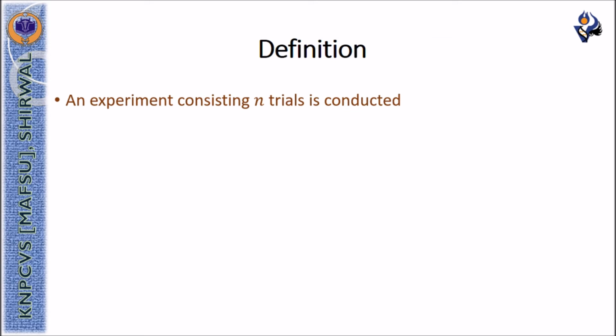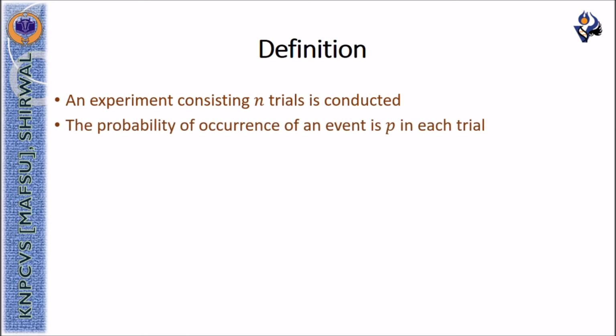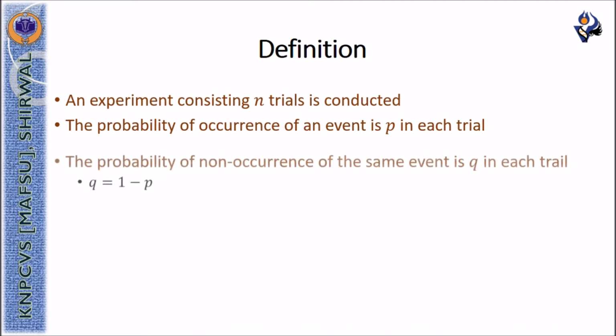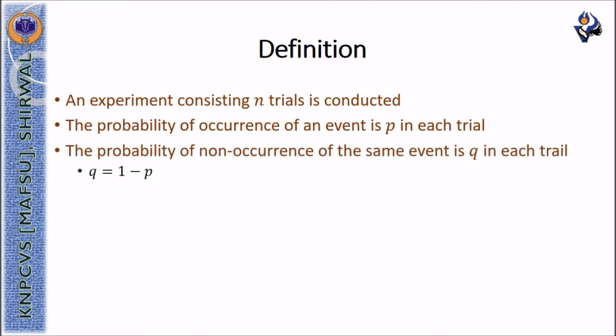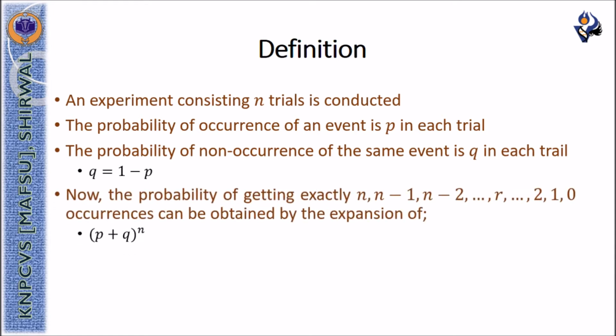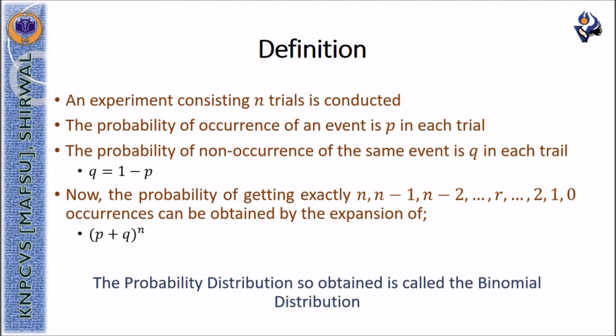Suppose an experiment consisting of n number of trials is conducted. The probability of occurrence of an event is P in each trial, and the probability of non-occurrence of the same event is Q in each trial. Now, the probability of getting exactly a specific number of occurrences can be obtained by the expansion of (P plus Q) raised to n. The probability distribution so obtained is known as binomial distribution.